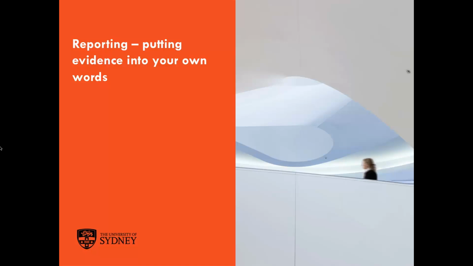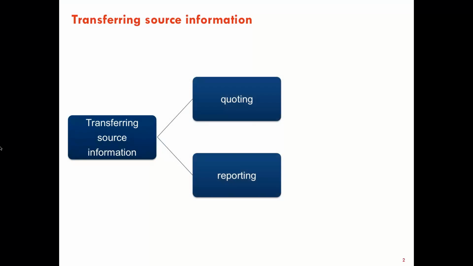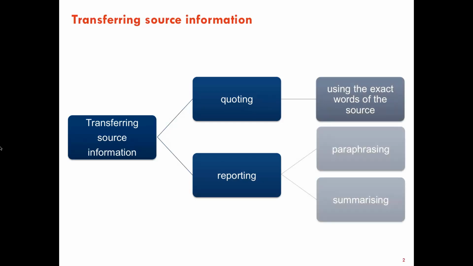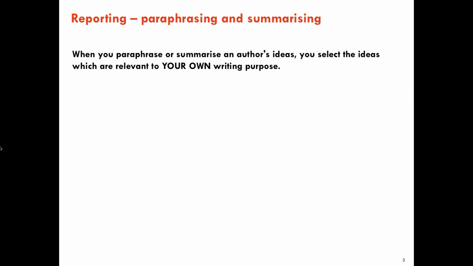In the final two parts of this module, we'll look at ways of reporting evidence in your own words. As we've seen, evidence can be transferred by quoting or by reporting. There are two ways to report, by paraphrasing or summarizing. Paraphrasing refers to using a combination of your own words and those of the source.